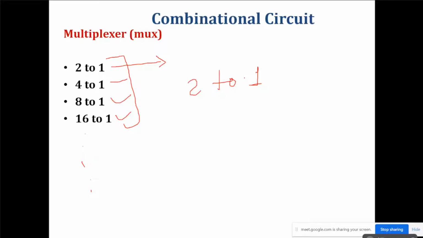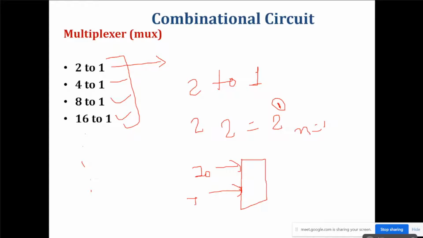So what do you understand by 2 to 1? It means the number of inputs will be 2. So in the power of 2, it is 2. How many selection lines will there be? Selection lines will be 1. So suppose I0, I1 are the inputs, so the selection line is this one and the output is this.